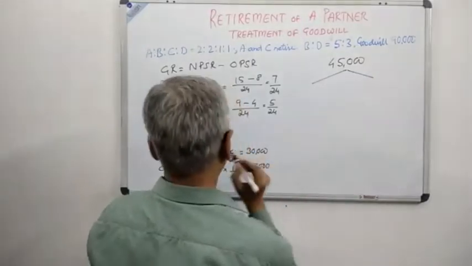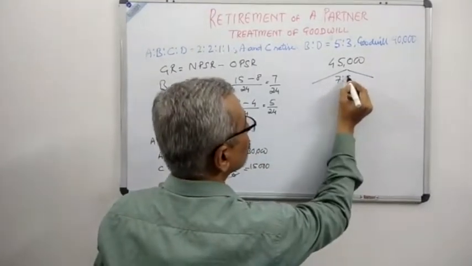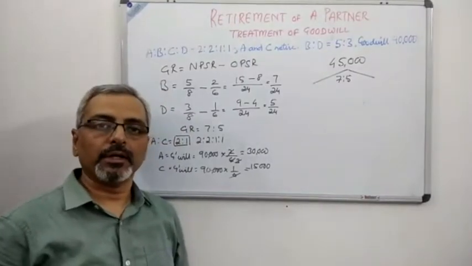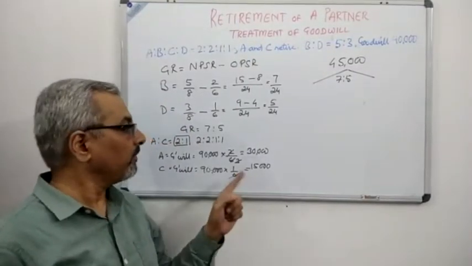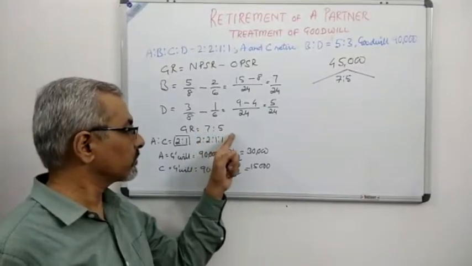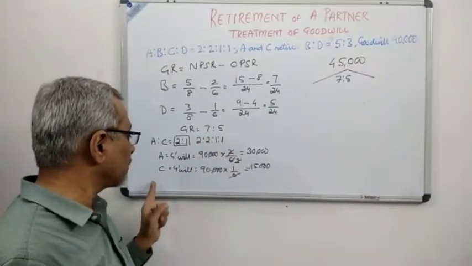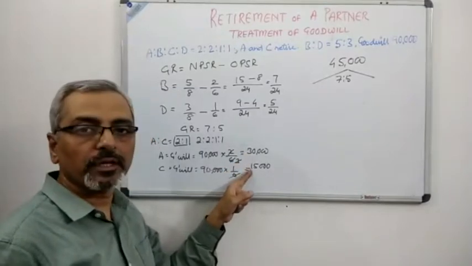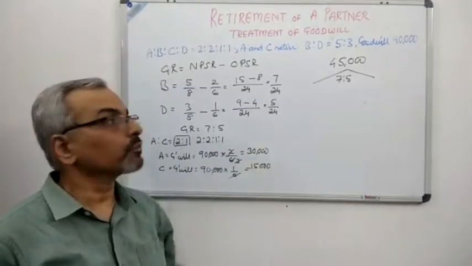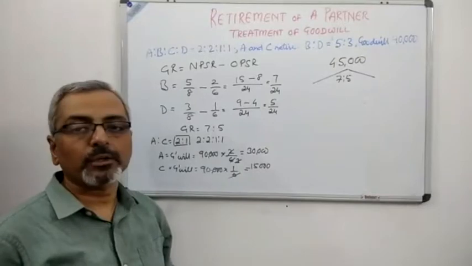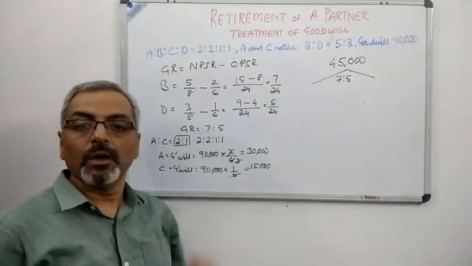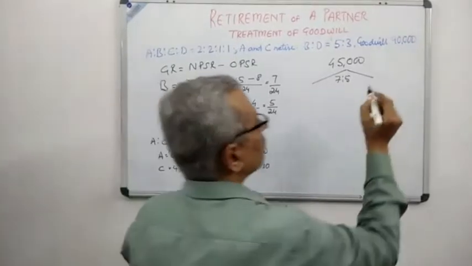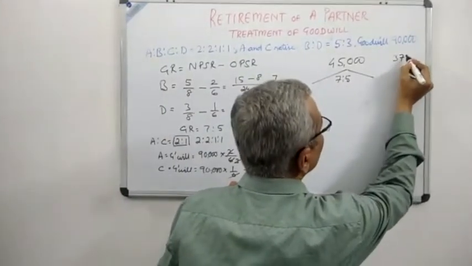Now 45,000 will be divided in the ratio of 7:5. Why? Because the gaining ratio is 7:5 and the goodwill of A and C, the two retiring partners, comes to 30,000 plus 15,000, which is 45,000. So if we divide 45,000 by 12, that is 7 plus 5, we end up getting a figure of 3,750.